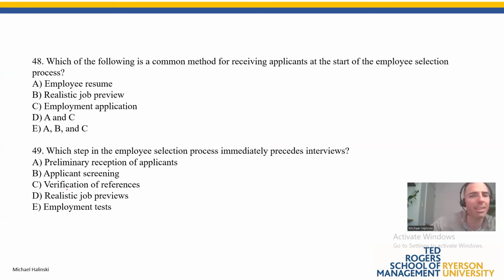All right, I think this is my last slide. Which of the following is a common method for receiving applicants? I think it should be applications. At the start of the employee selection process, the resume, also referred to as a CV, yes. Realistic job preview, no. A realistic job preview is when the organization or employer tries to give applicants a better understanding as to what they can expect when they're actually starting working.